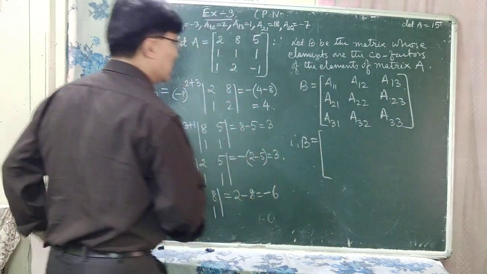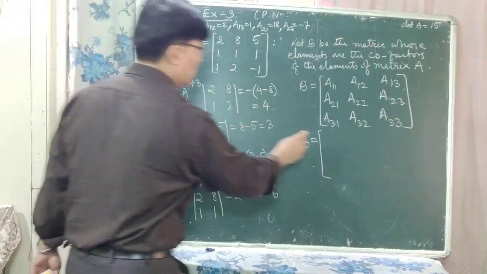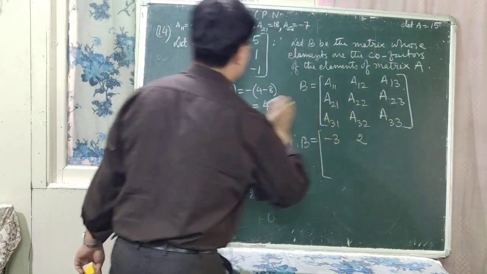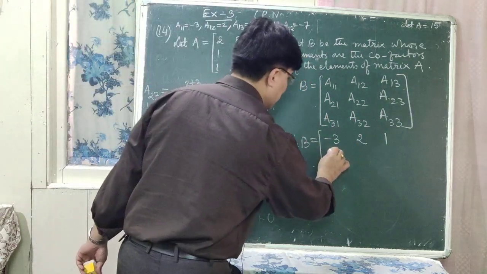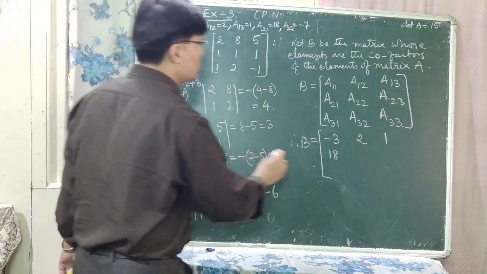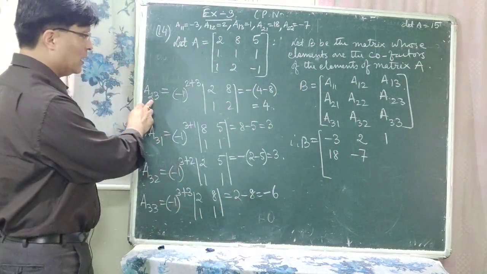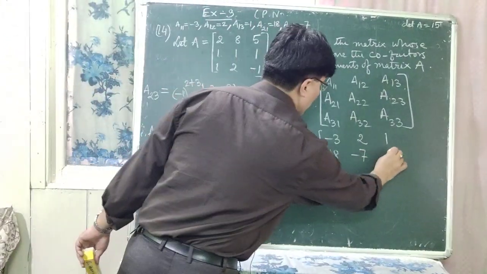Now write down. What was the value for capital A11? It is -3. What is A12? It is 2. What is A13? It is 1. What is A21? 18. A21 is 18. What is A22? -7. And what is A23? What was A23? A23 is 4, isn't it? This one. A23 is equal to 4.